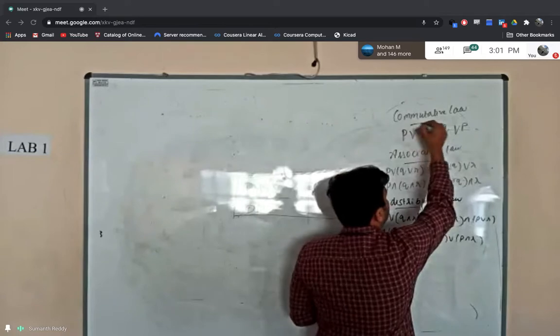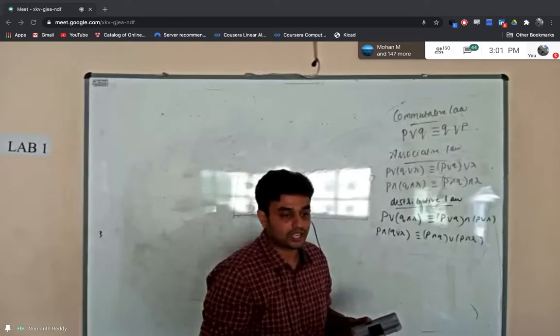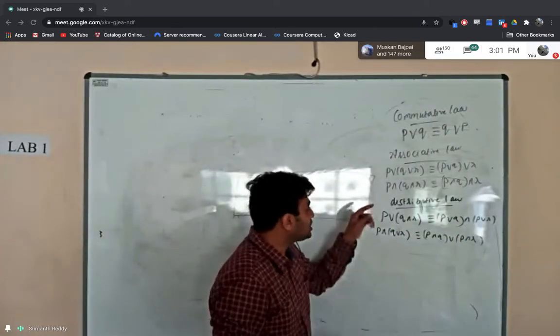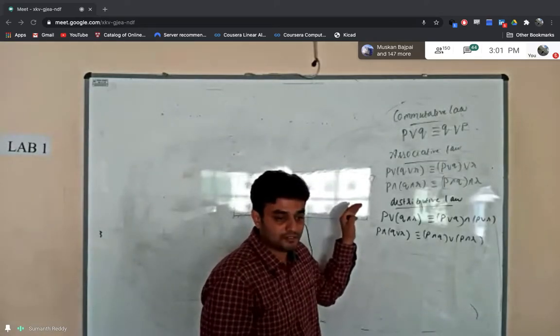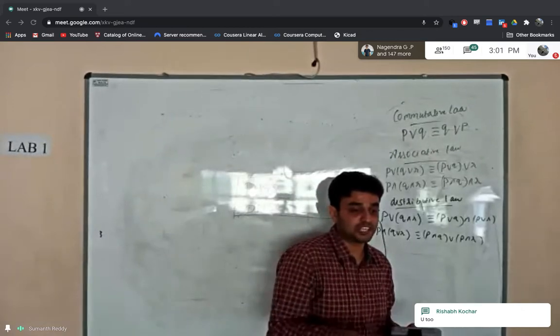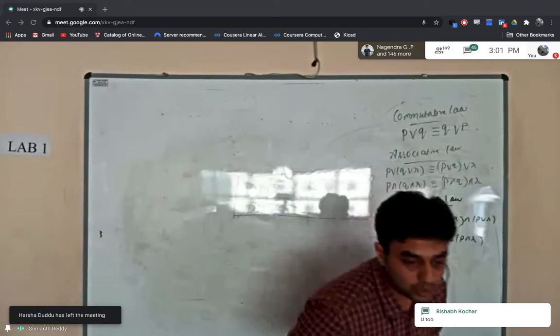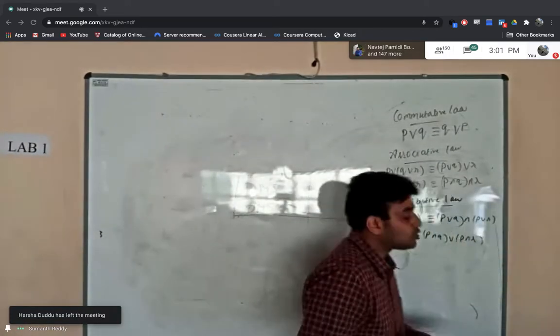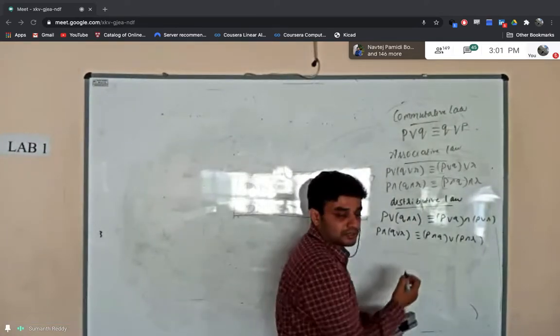When you are solving a problem, at each step you have to mention which law you have applied. This is very important. If you just apply the law and write the final answer, that won't be sufficient. The very important thing is that after each and every step, you have to state how you go to the next step.